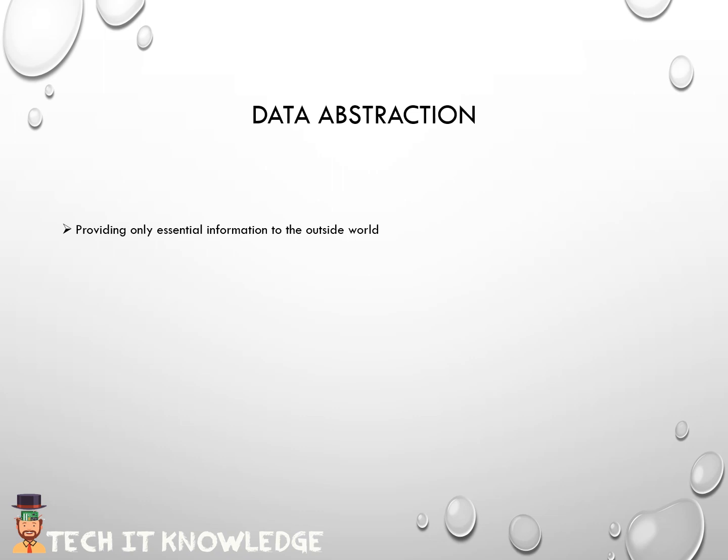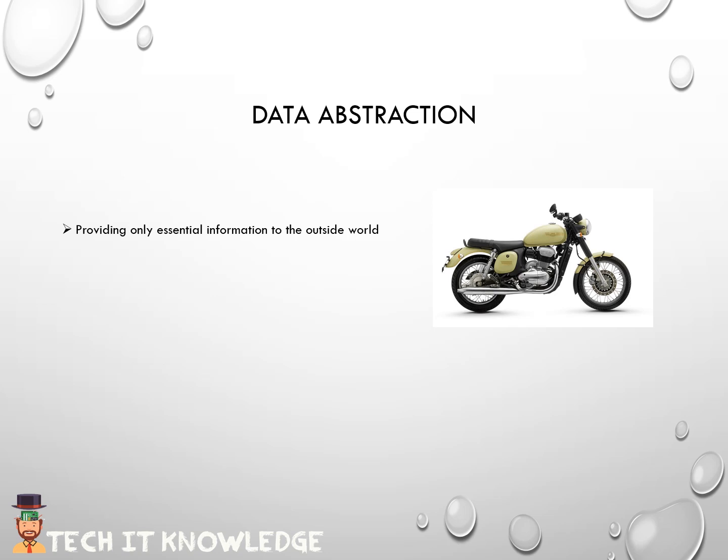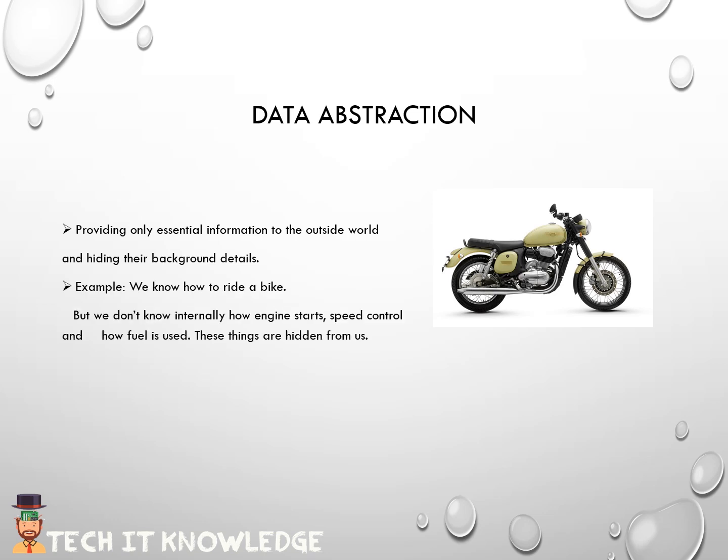Data abstraction is providing only essential information to the outside world. So here is the example of a bike. We know how to ride a bike, but we don't know internally how the engine starts, how speed control is managed, how fuel is used. These things are hidden from us. So similarly, only public member functions and variables can be accessed outside the class, and private and protected cannot be accessed outside the class by everyone.